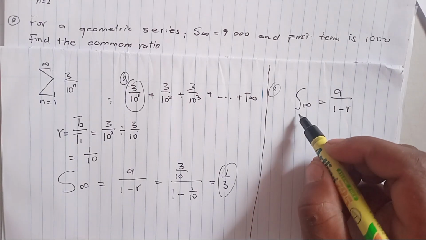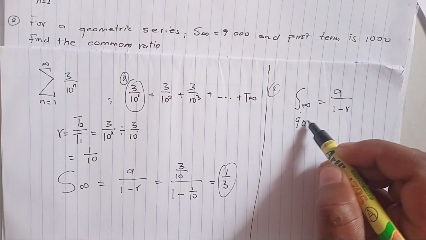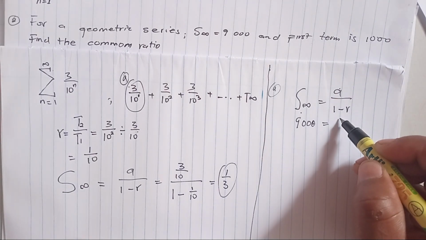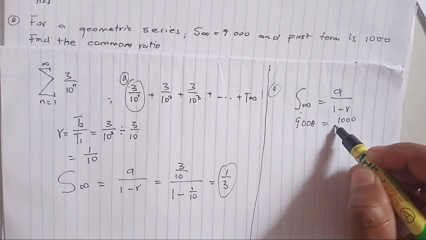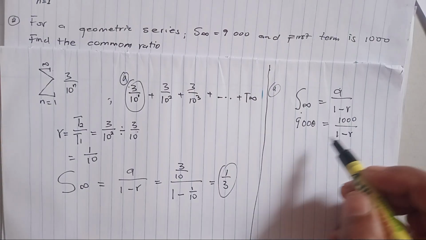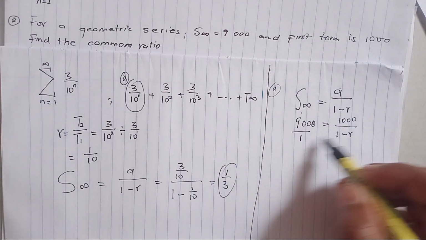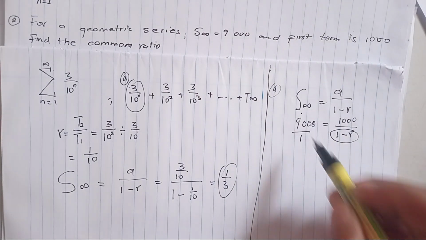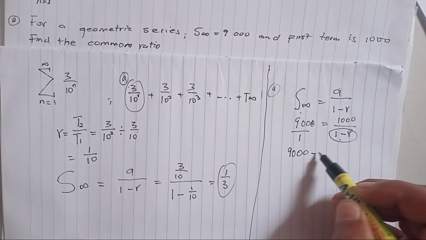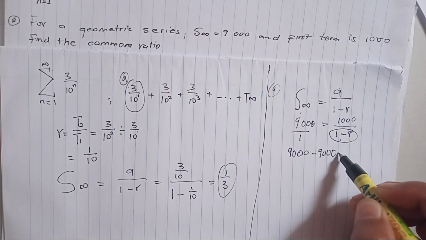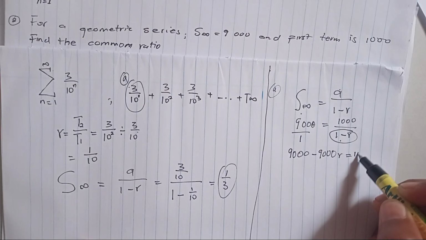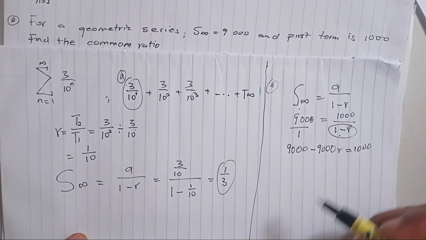Now we have the sum of infinity, 9,000, equals the first term, which is a, 1,000, divided by 1 minus r. And then you work things out. You cross multiply. This is over 1. You're going to multiply this by 9,000. So it's going to be 9,000 multiplied by 1 minus r, which is 9,000 minus 9,000r, equivalent to 1,000. You can work it either way, guys.